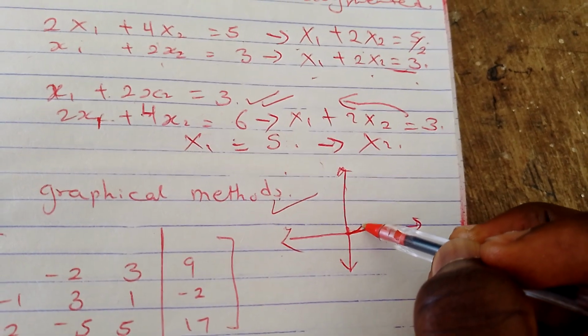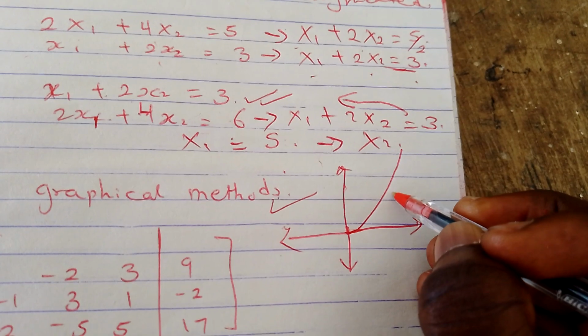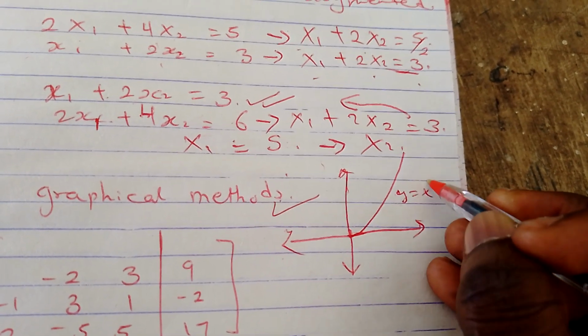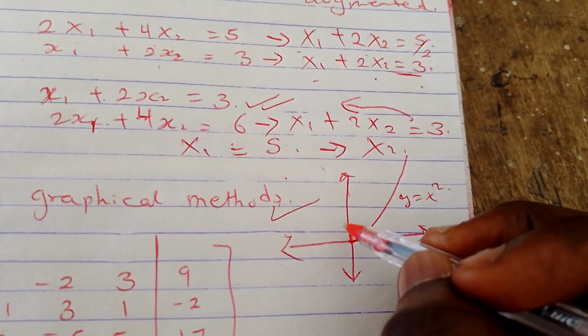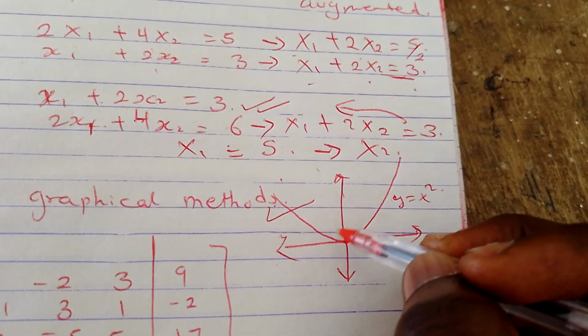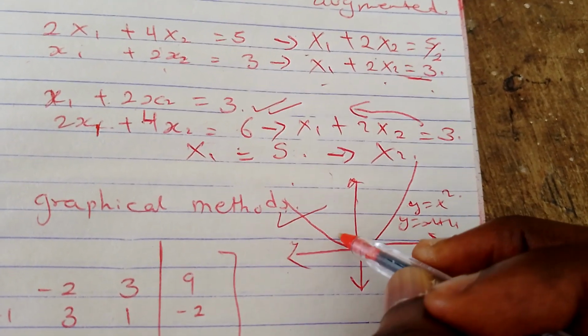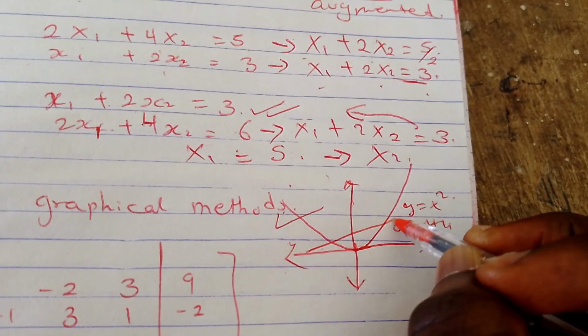So let me do this. Okay, so this one can be y equals x squared, just presumably. And then we have another equation, maybe y equals x plus 1. Let me see how I'll draw that. That will look like this.